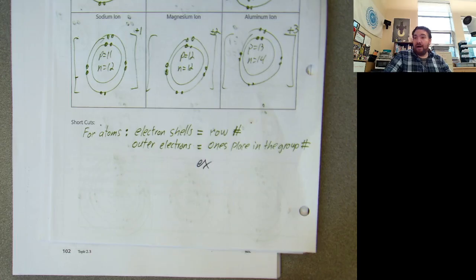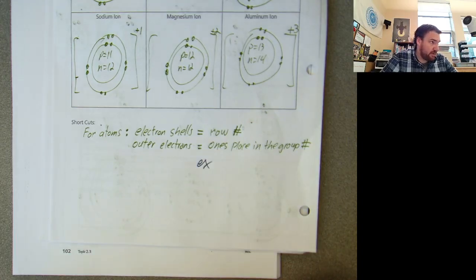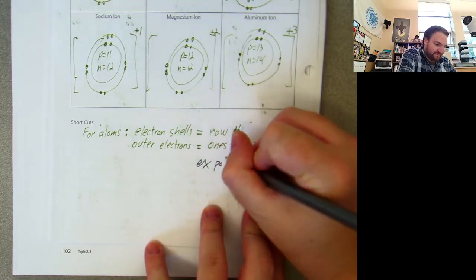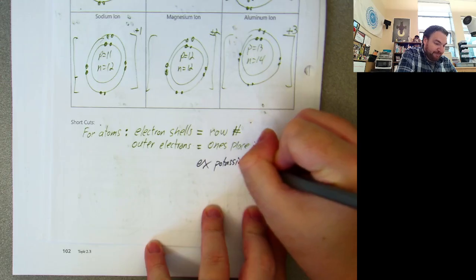Nickel. What number is nickel? I don't think I like nickel. Pick a number between 1 and 20. Number 19. Okay, here we go. So he wants potassium. And we're doing an atom.